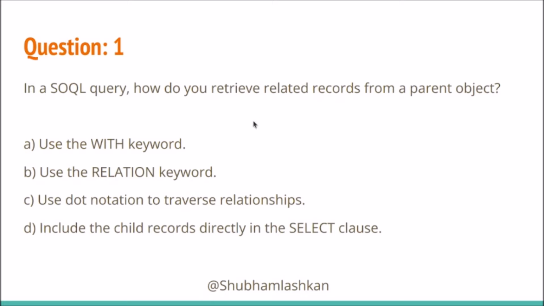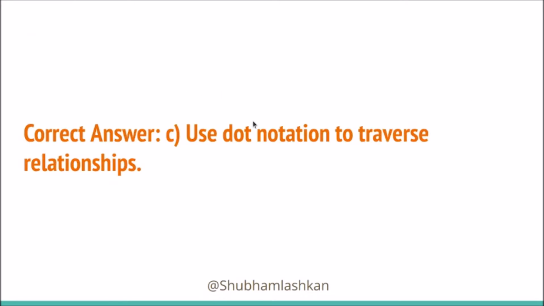So let's see what is the correct option of this question. The correct answer is option C. Use dot notation to traverse relationships. Let's move to the second question.